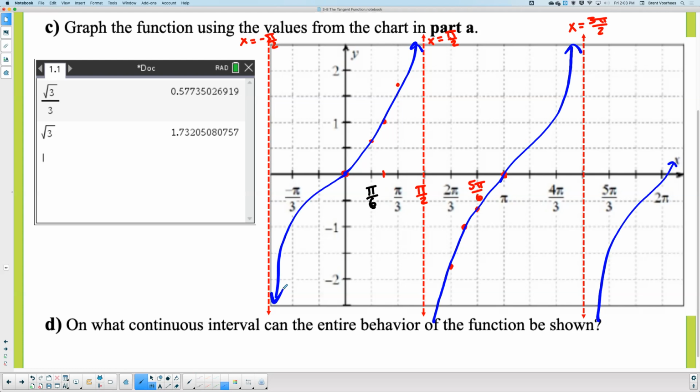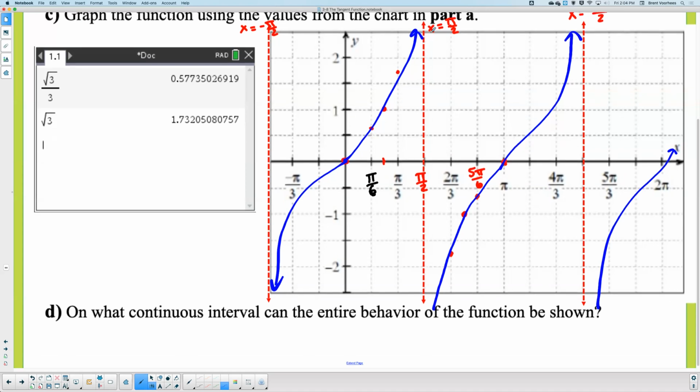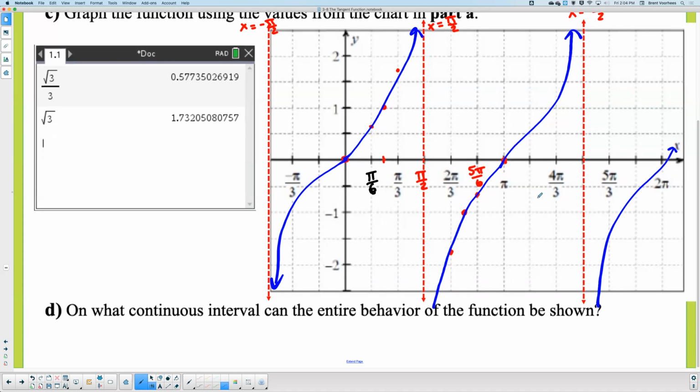So now on part D, I'm going to come back and give us something that I just mentioned on the previous page. When you look at this graph, the interval I gave you from part A was not continuous. There was a break right in the middle of it. So on here, I've shown you 2 continuous intervals.